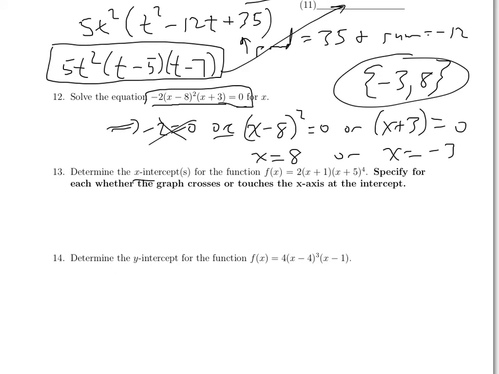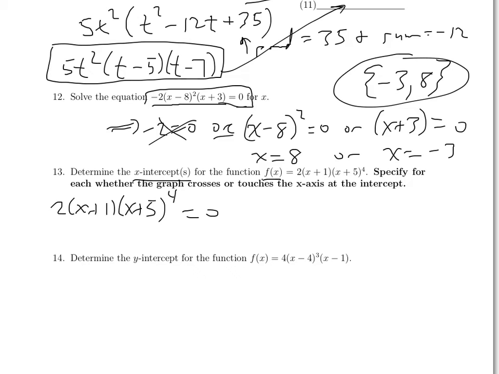The x-intercept means where the y-coordinate is equal to 0. So the x-intercept is just exactly when f of x, which is equal to this formula, is equal to 0. So that's how you're going to find the x-intercepts.